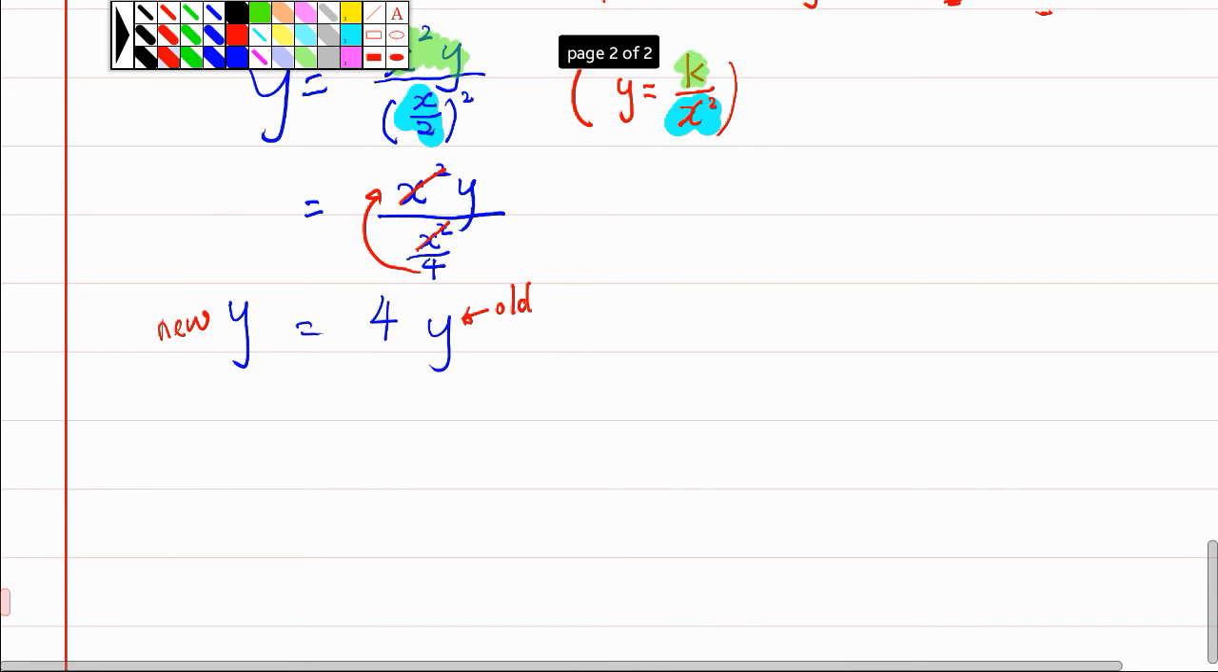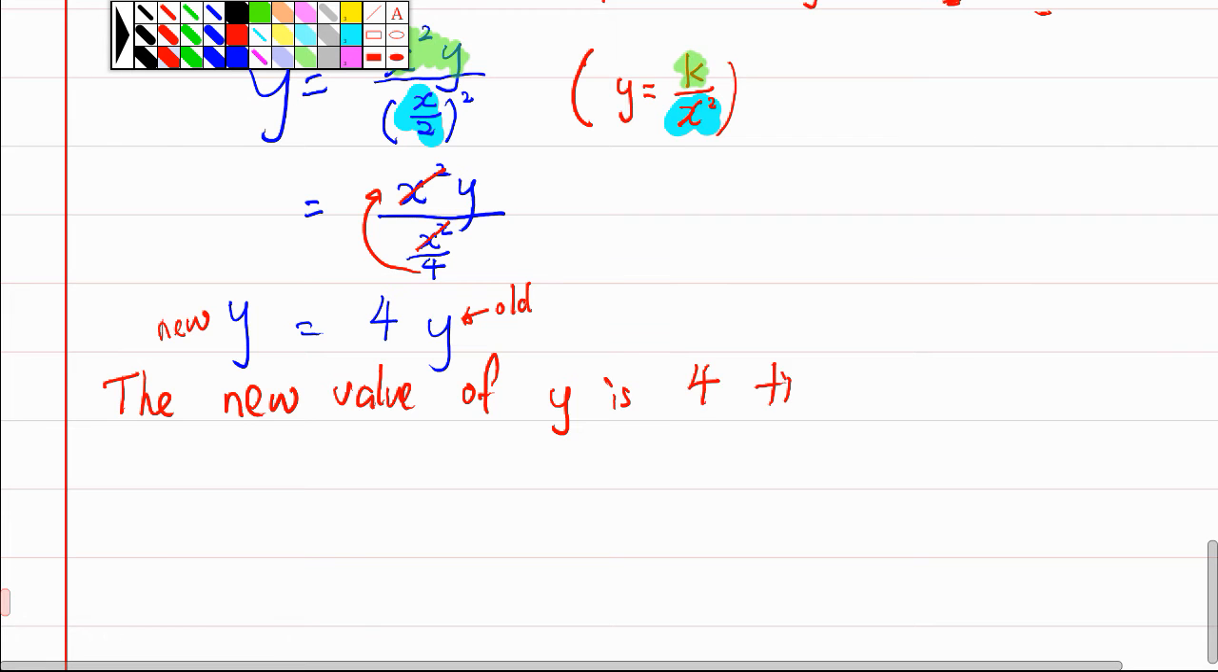So you can write down the new value of y is 4 times the original or the old value. That's the effect, right? The effect is 4 times value of y. So this is the describe. They draw a lot of dotted lines for you to write down. So this is how you describe. Ready? Let's go to the next question.